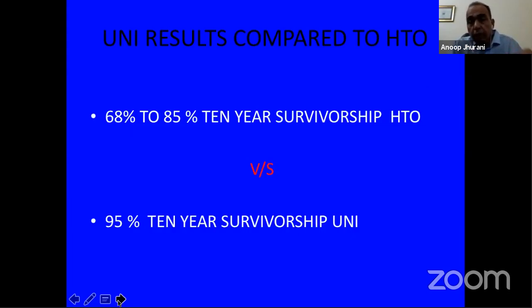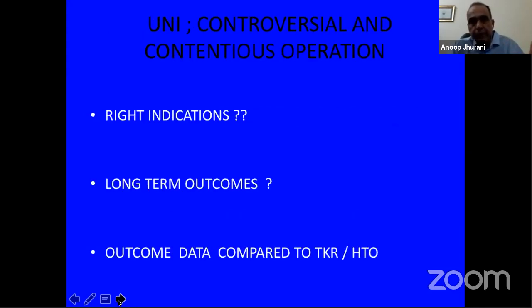And uni is often compared to high tibial osteotomy, but the survivorship of high tibial osteotomy is about 80% at 10 years. We all know that they'll need a revision at 10 to 15 years. While the survivorship of uni in good hands, we'll come to that, is about 95% at 10 years. But two different operations for two different indications. That's the first moot point.